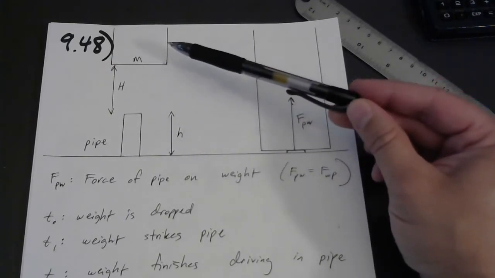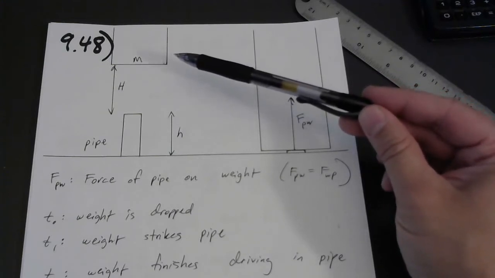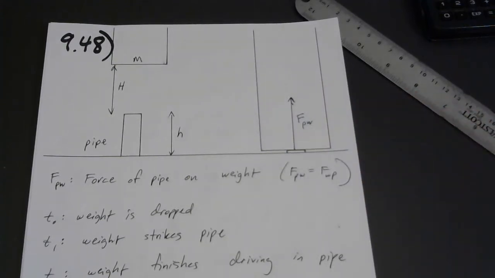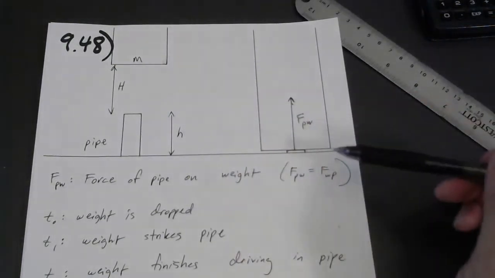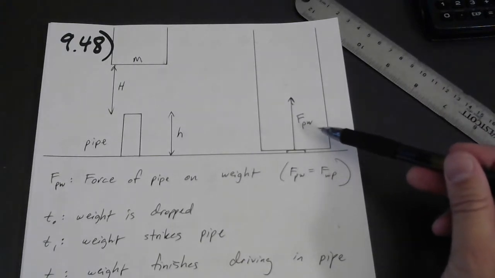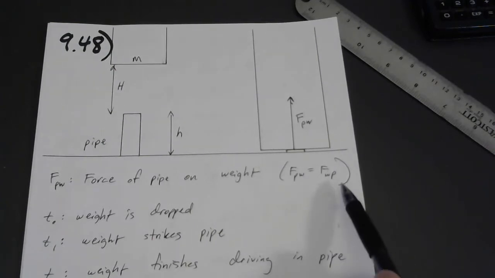It's the one being driven in. The weight will be easier to analyze as far as its kinetic energy and the work being done on it. So let's look at the work done on the weight so that we can determine the force of the pipe on the weight. Once we have the force of the pipe on the weight, that's the same as the force of the weight on the pipe. So we'll have our answer.